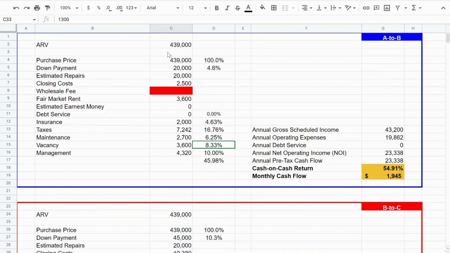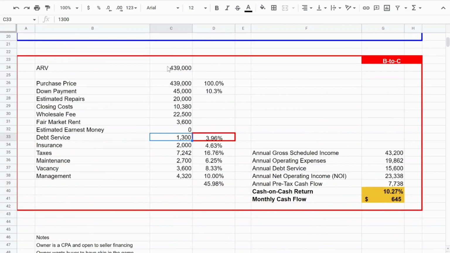I know from up here that the ARV is $439,000. Let's plan for now to keep that around $439,000. Let's not try to get too cute with the purchase price. Down payment, I have it at $45,000, which works out to be about 10%. Let's keep it at $45,000. And so at $45,000 and $1,300 a month, we actually get a 10.27% cash-on-cash return and $600 a month in positive cash flow. That's not a bad deal.